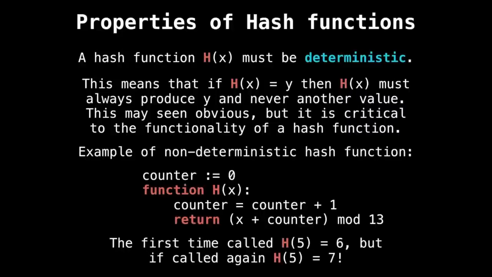So an example of a non-deterministic hash function is something that introduces, say, a global variable or some kind of randomness. You don't want that. So in this particular hash function, the first time I run it, the hash value for 5 is 6, but then if I call it again, we've incremented the counter and now the hash value is 7. Uh-oh, not good.